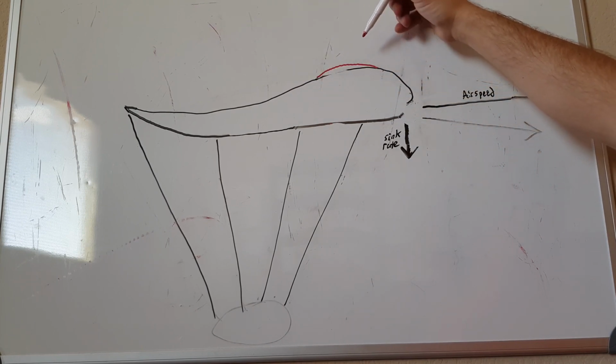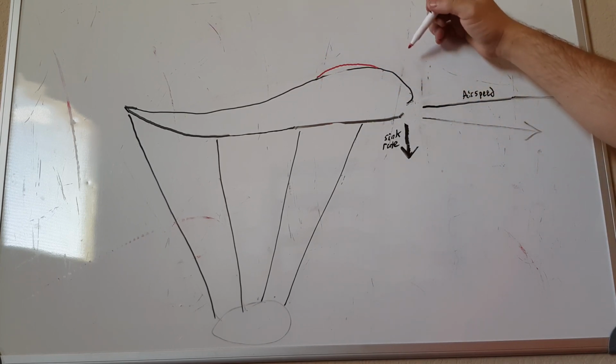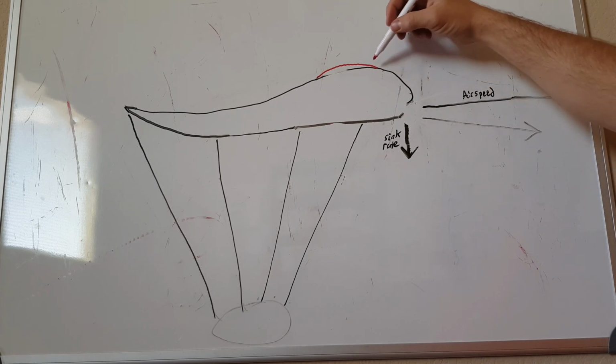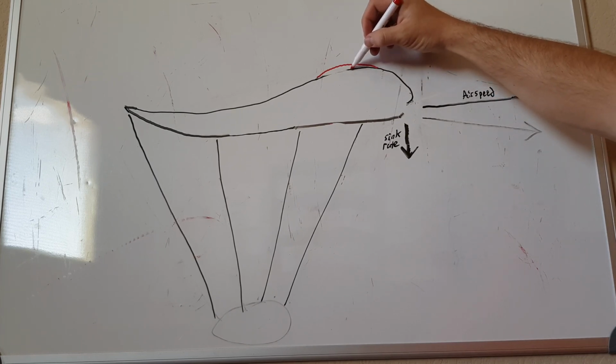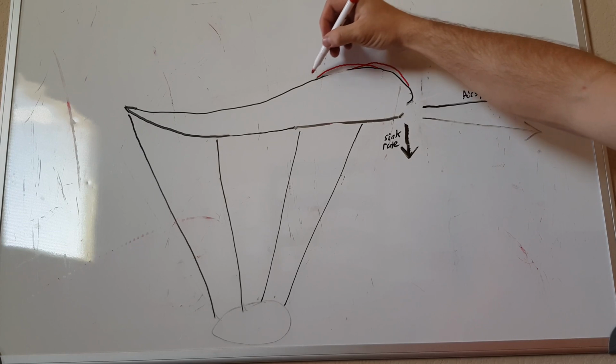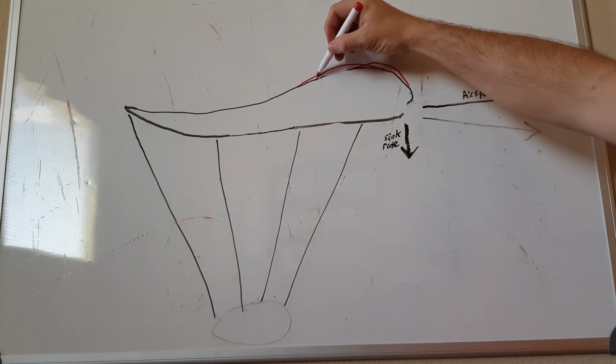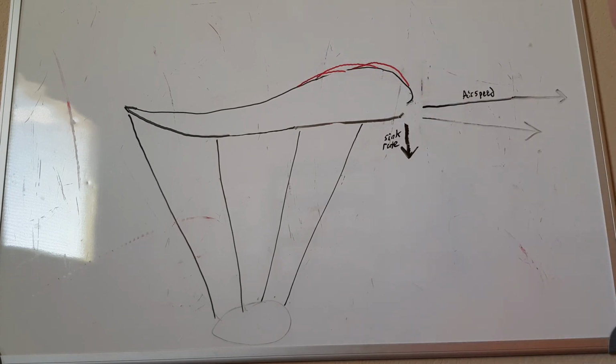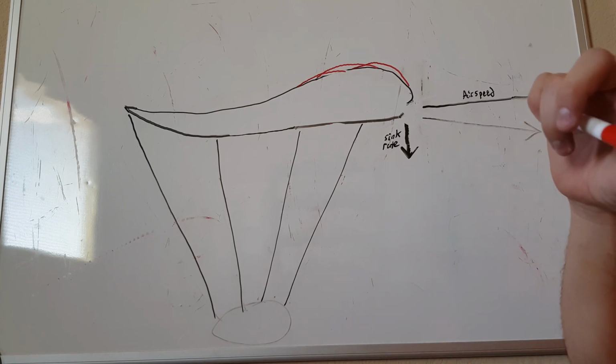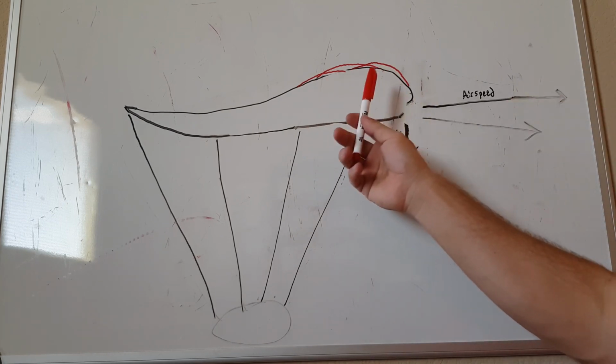How much this area of lift changes is much less on a reflex wing. At higher angles of attack, you may get your lift here. Lower angles of attack, you may get your lift here. But the main point is that it stays over the A-lines.